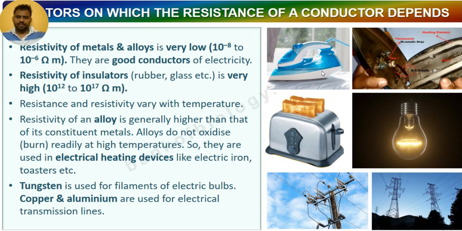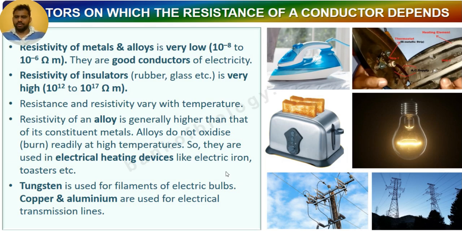Question is asked, why is an alloy material used for ironing clothes or for the material of a toaster? The answer is that the resistivity of an alloy is generally higher than that of its constituent metals. Alloys do not oxidize or burn readily at high temperature, so they are used in electrical heating devices like electric iron and toasters, etc. Now, tungsten is used for filaments of electric bulbs. Copper and aluminium are used for electrical transmission lines.